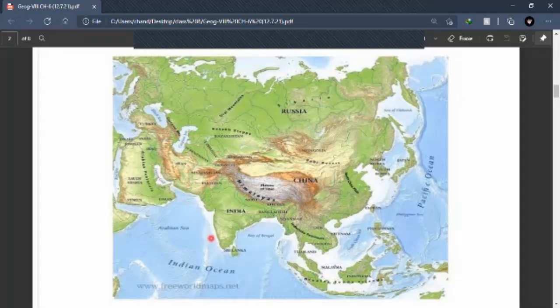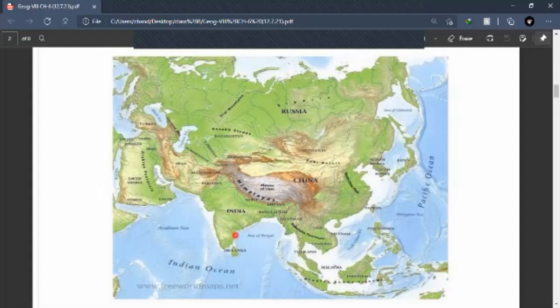Second is the Deccan Plateau. The Deccan Plateau of India lies between the Western Ghats and Eastern Ghats. It is steeper and higher along the Arabian Sea in the west, but slopes gently towards the Bay of Bengal. A number of rivers flow across this plateau.